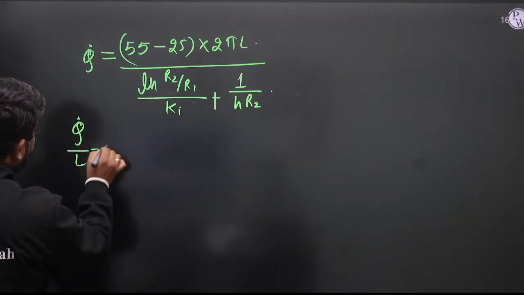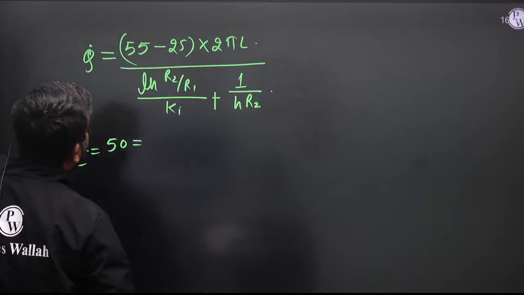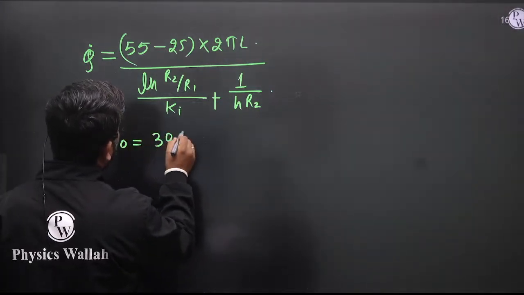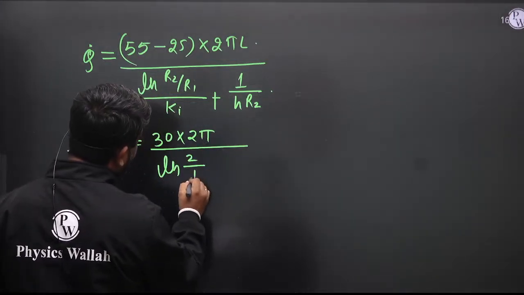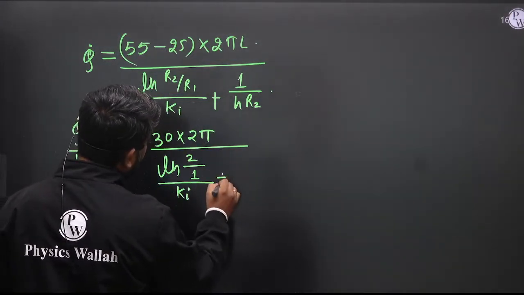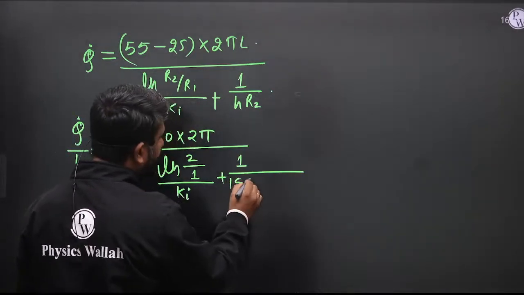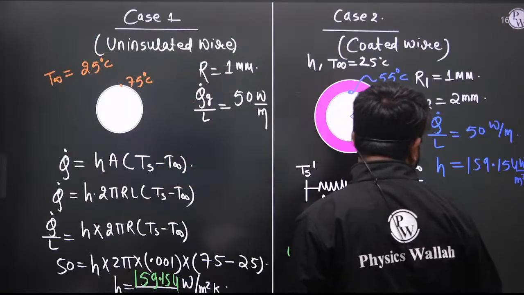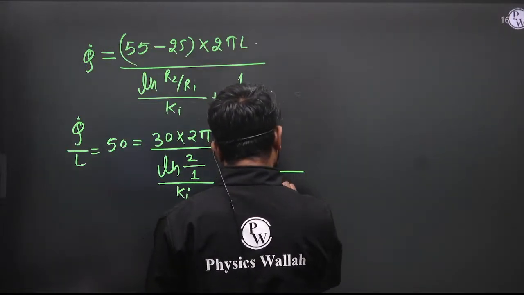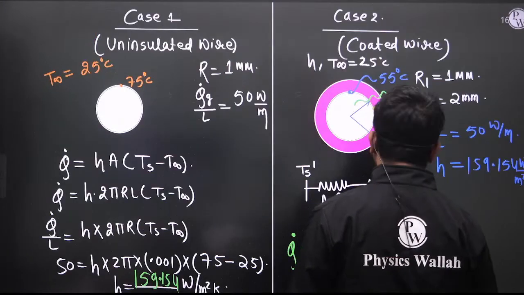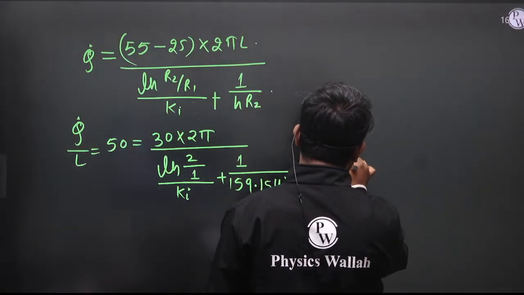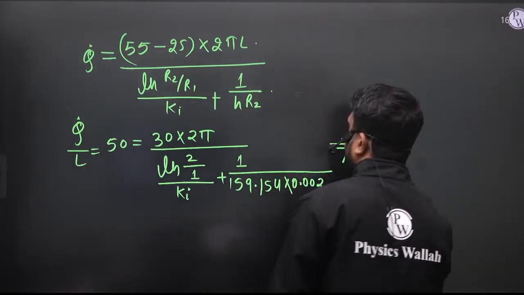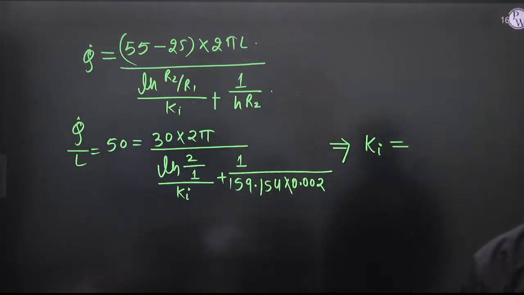Q dot by L, this is given 50, is equal to 55 minus 25, this is 30, into 2 pi upon ln R2 by R1, that is 2 by 1, Ki is unknown, plus 1 upon h, which is 159.154, into R2 value, which is 0.002. Now tell me, one equation and one unknown, and that is Ki, the thermal conductivity of the insulation material.